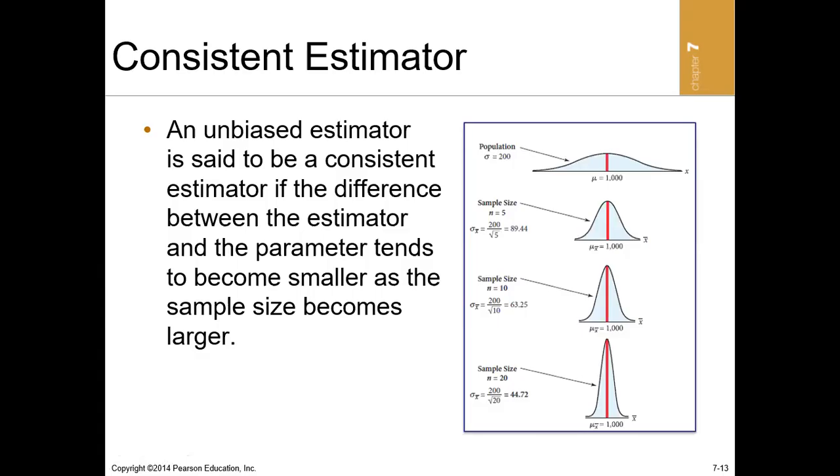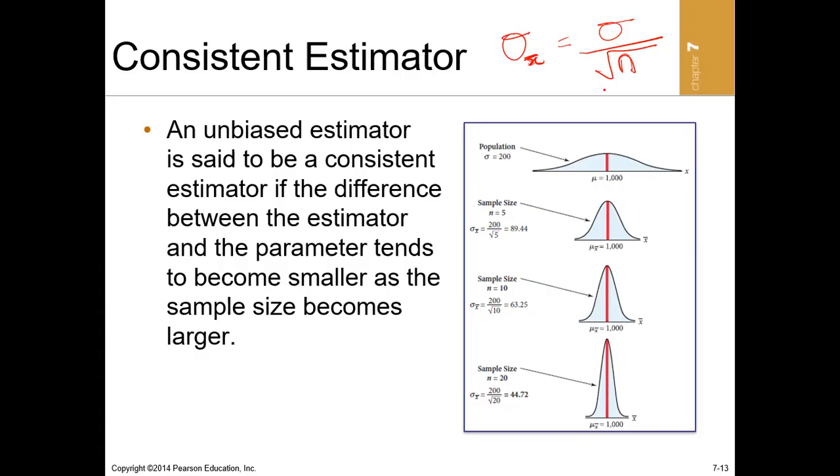Now, another thing we must learn as we move along is what we call a consistent estimator. We say that an estimator is consistent when the difference between the estimator and the parameter tends to become smaller as the sample size becomes larger. Okay. Now let's look at something. We are saying that the standard deviation of the sample means is equal to the population standard deviation divided by the square root of the sample size. So the standard deviation of the sample means, as we have proven, is equal to the population standard deviation divided by the square root of the sample size.